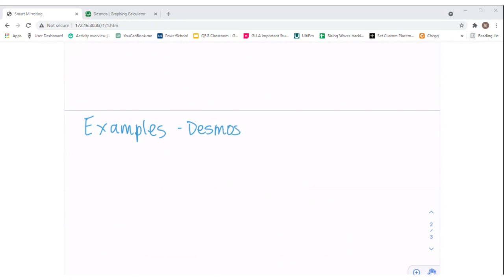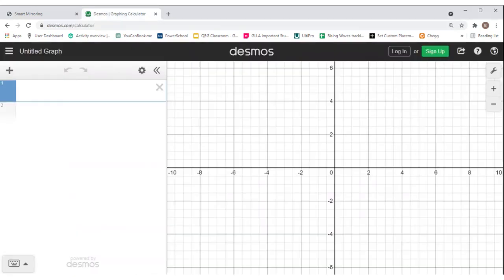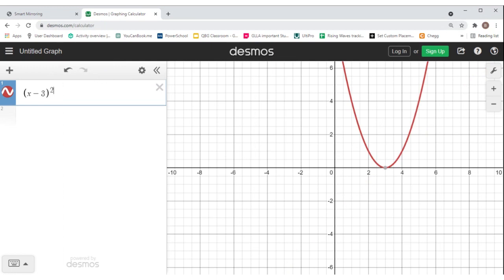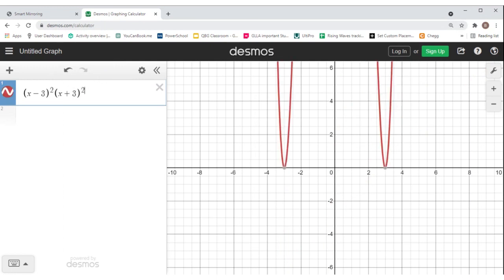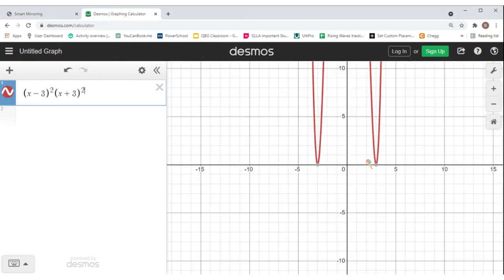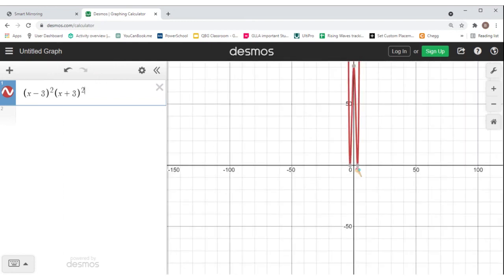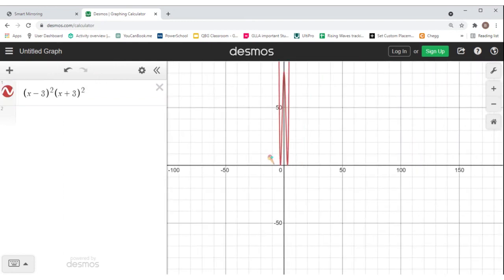And I'm going to show you how these look. So if I were to go into Desmos like this, and this might be one that they would come up with. So let's do x minus 3 to the power of 2 multiplied by x plus 3 to the power of 2, like that. So this one went really big as far as the W goes. Whoa, huge. And then it'll ask questions about that.